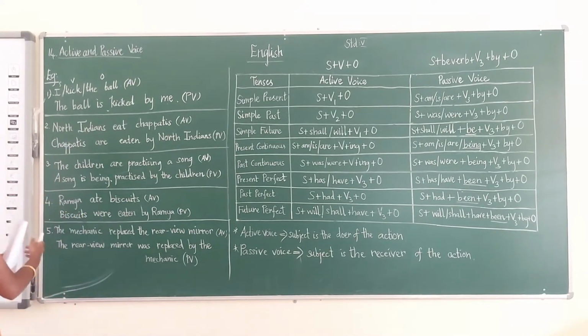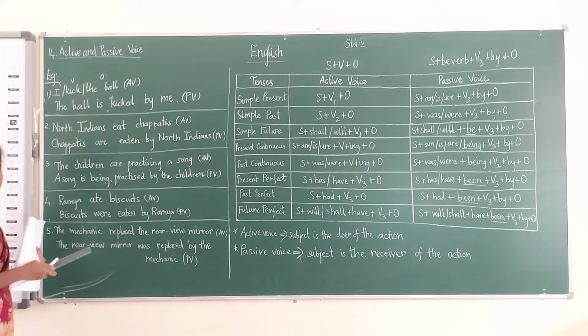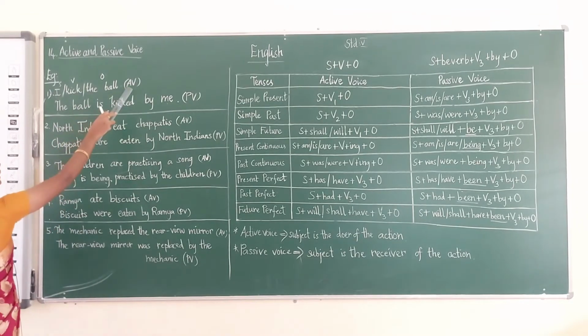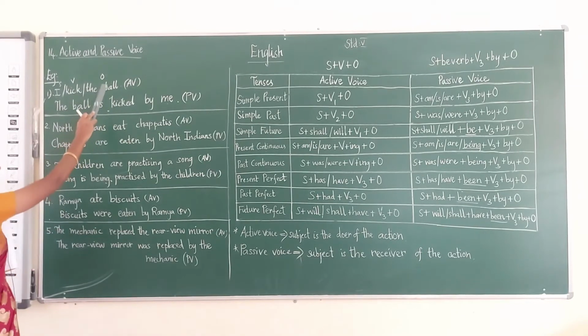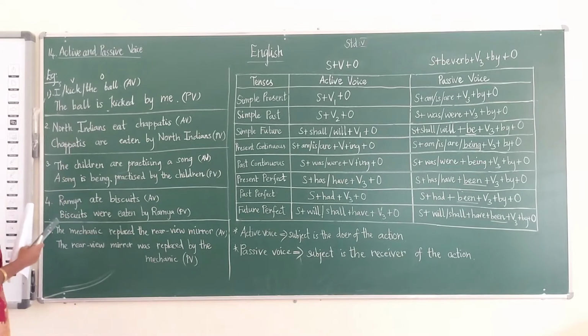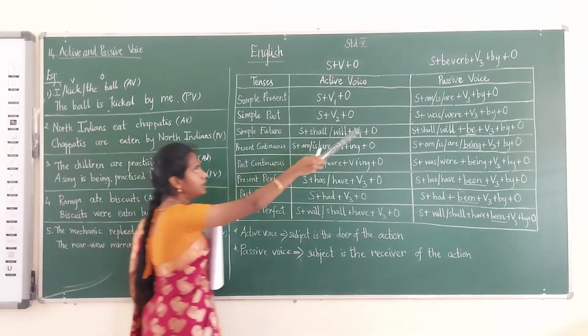So we have changed it and written. I kicked the ball. So here the ball is the object. The object in the active voice became the subject in the passive voice. In passive voice, we have to write the object as the subject. The ball we have written. So we have written the subject.